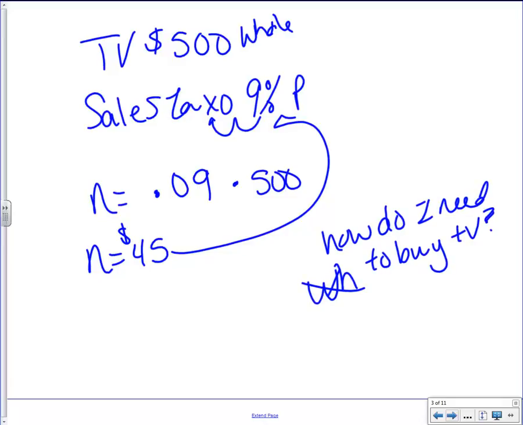Well, the TV's $500, the tax is going to be $45, and so I need to know how much it is altogether. Altogether means I'm going to add them, put them together, and I need $545 to be able to purchase this TV and pay my taxes on it. Okay?